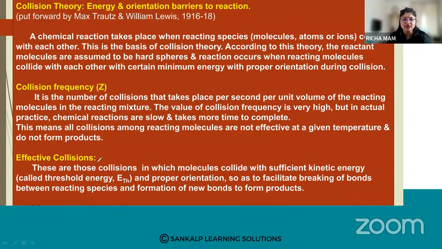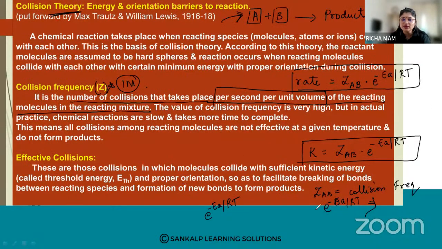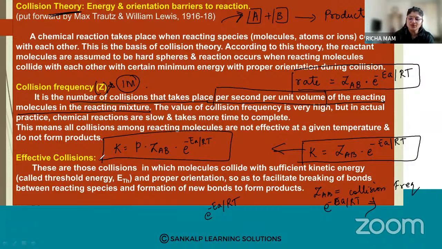So for the effective collision, there should be a probability factor, so that the molecules undergo a proper orientation. So for the above reaction, you can introduce a probability factor, that is k = P Z_AB e^(-Ea/RT). So when you are introducing a probability factor, this is about your effective collision.